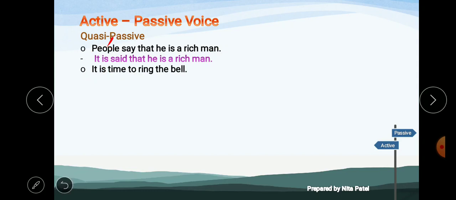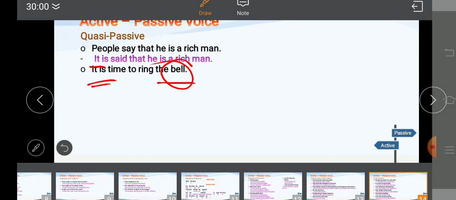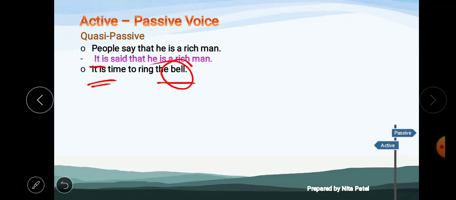Let's see. It is time to ring the bell. Now again it is given here, so we will go with this. It is time to ring the bell. Now the bell is given. It is the object, right? So it is time for the bell, right? It is more suitable. So it is time for the bell to be rung. Ring will become rung.